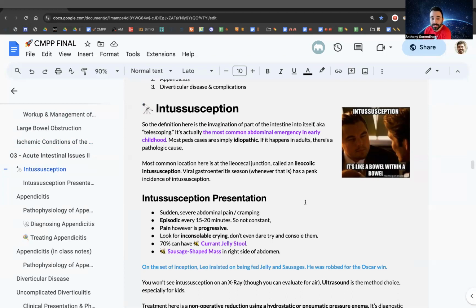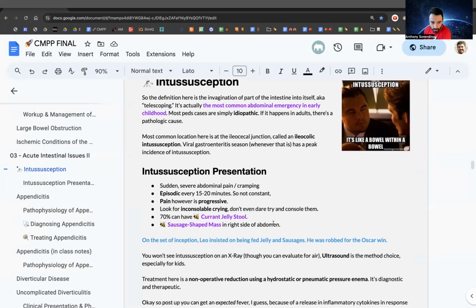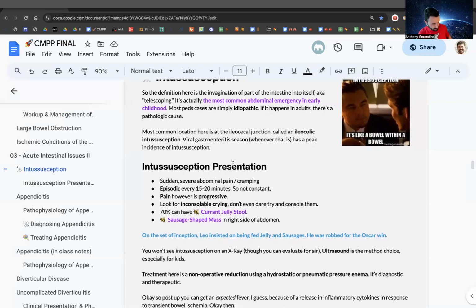Most cases are simply idiopathic, okay? The most common location for this, and again, this is that telescoping of one part of the bowel into another where it's not supposed to belong, is going to be the ileocecal junction, where the small bowel meets the large bowel. There's something called viral gastroenteritis season. I should have Googled this, but it is a peak incidence of intussusception. I would guess it's in the winter, but I'm not sure. Should I Google it? All right, let me Google it.